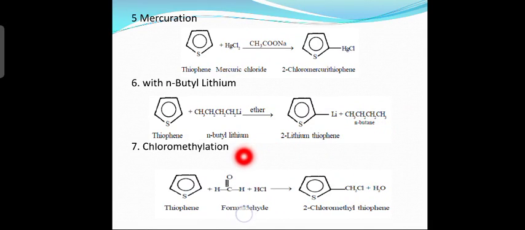Next is chloromethylation. Chloromethylation is the reaction between thiophene, formaldehyde and HCl. Thiophene reacts with formaldehyde and HCl, and we get 2-chloromethyl thiophene.